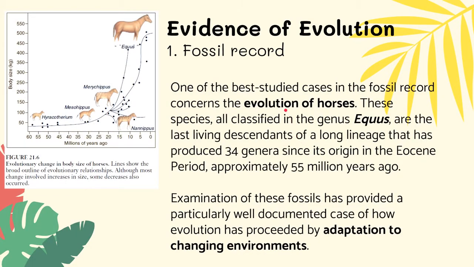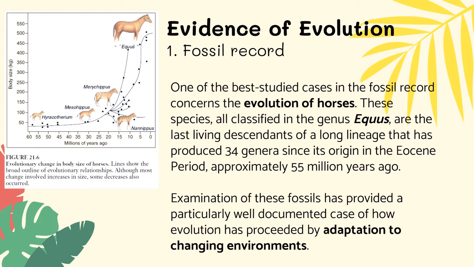One of the best studied cases of the fossil record would be the evolution of horses. These species, again, species is always pronounced and written with an S, even if we're just talking about one group. So it's always species. These species are classified in the genus Equus, the last living descendants of a long lineage that produced 34 genera since its origin in the Eocene period.